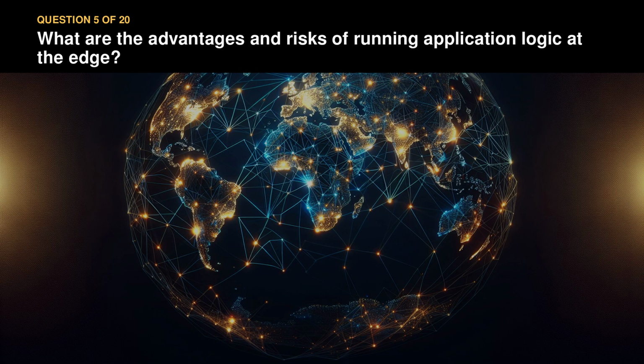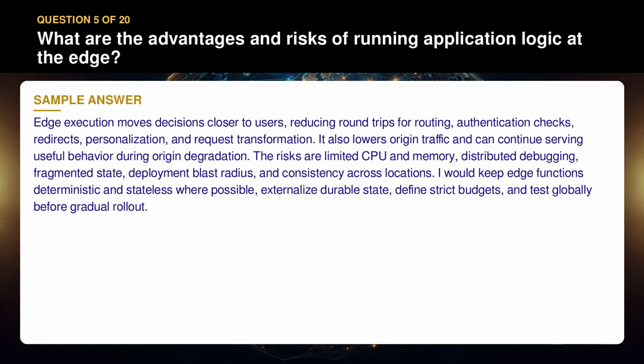Question 5. What are the advantages and risks of running application logic at the edge? Edge execution moves decisions closer to users, reducing round trips for routing, authentication checks, redirects, personalization, and request transformation. It also lowers origin traffic and can continue serving useful behavior during origin degradation. The risks are limited CPU and memory, distributed debugging, fragmented state, deployment blast radius, and consistency across locations.